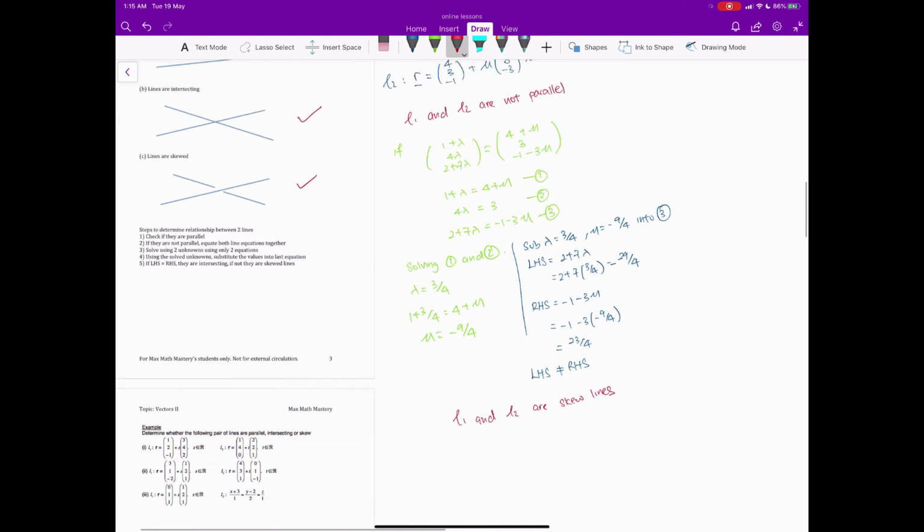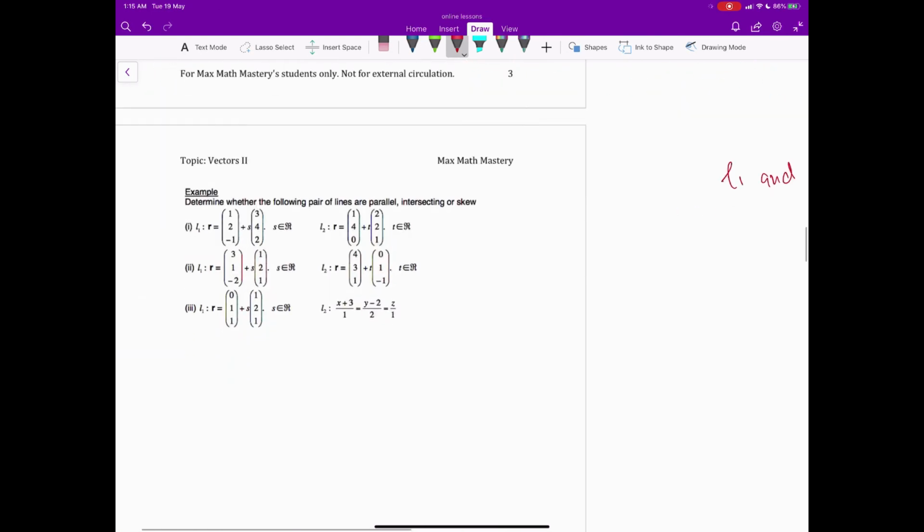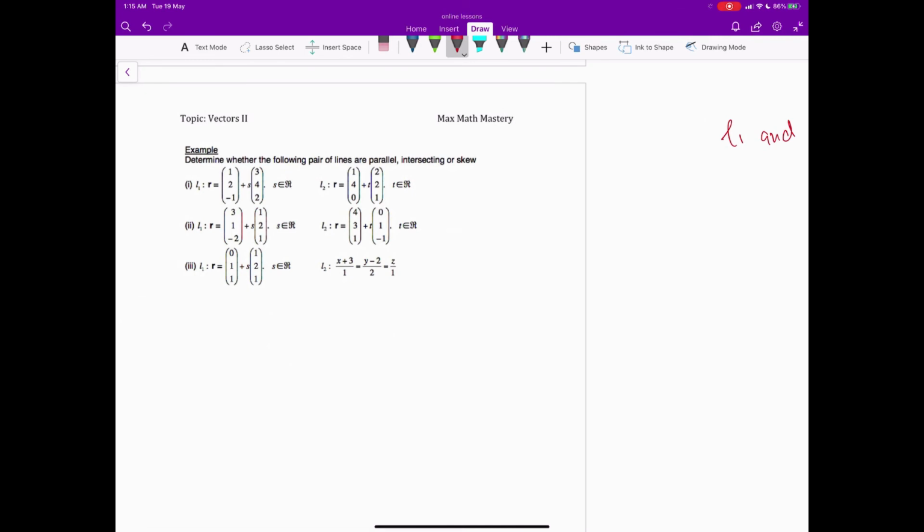So there are three examples over here in the notes. Kindly go and try doing them. We're going to give you the answer at the end of this video, in a very short while. So kindly go and try to determine the relationship between these three lines, and we're going to show you the answer at the end of this video.